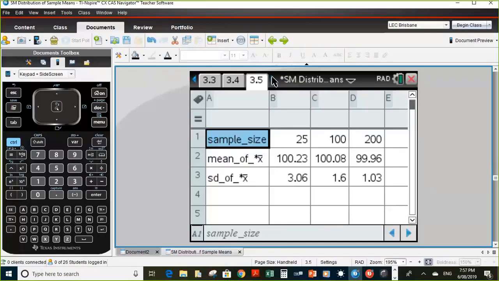Here are three excerpts from some simulations, and basically what I want to quickly show you here is that from a sample size of 25, we had a mean of the sample means of 100.23. If we increase the sample size by a factor of 4, the mean in this instance got closer to the population mean of 100, but also notice that the standard deviation approximately halved, and that's that square root of 4 equals 2 factor coming into play.